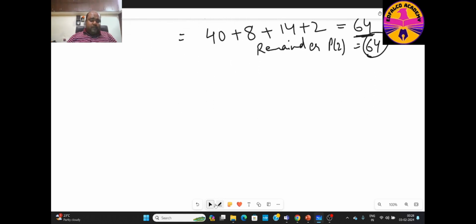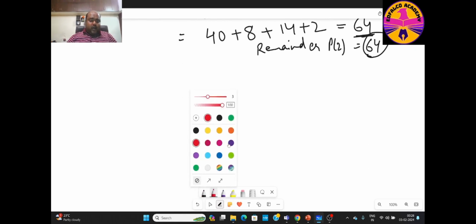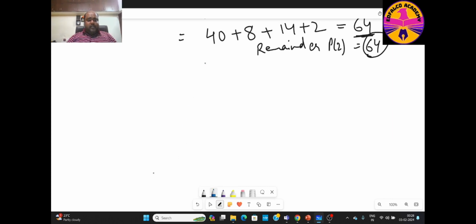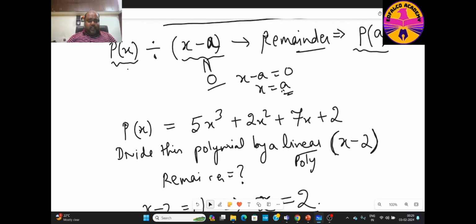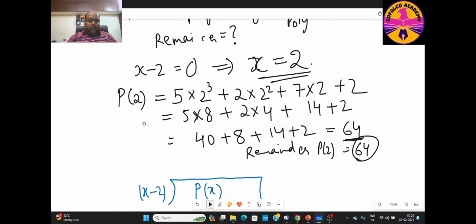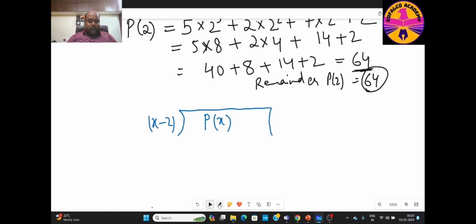Now let's see what the proof of this is. In order to understand the proof, we will look into the basics of how division is generally done, and then we can discuss why this is happening. You already know from your lower classes that while doing the division, if we have to divide one polynomial with a linear polynomial, x minus 2 will be kept here, right? And the polynomial p of x, 5x cubed plus 2x square plus 7x plus 2, was the polynomial given to us. So this polynomial will go over here, as the polynomial that is to be divided.